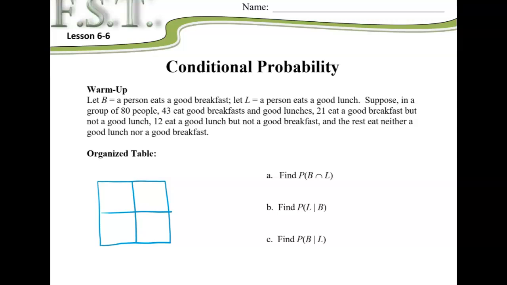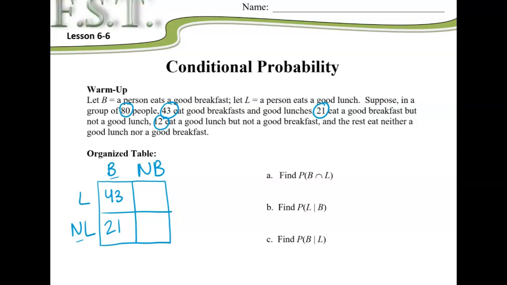Okay, so we have breakfast, no breakfast, lunch, no lunch. That's what we're talking about, good breakfast, not good breakfast, etc. We'll just simplify it. So then, in a group of 80 people total, 43 people eat good breakfasts and good lunches. So that's going to be right here, the intersection of the breakfast and the lunch. 21 eat a good breakfast but not a good lunch. So the intersection of breakfast and not lunch. So this is 21.